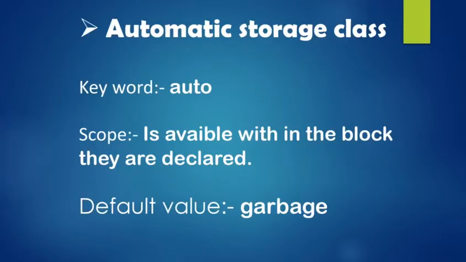Now let us see the first storage class, that is automatic storage class in C. In this class, the variables are declared inside a block and they are called automatic or local variables. They exist only inside the block in which they are declared. The keyword used for declaration of this variable is auto, and it has a default value of garbage value.